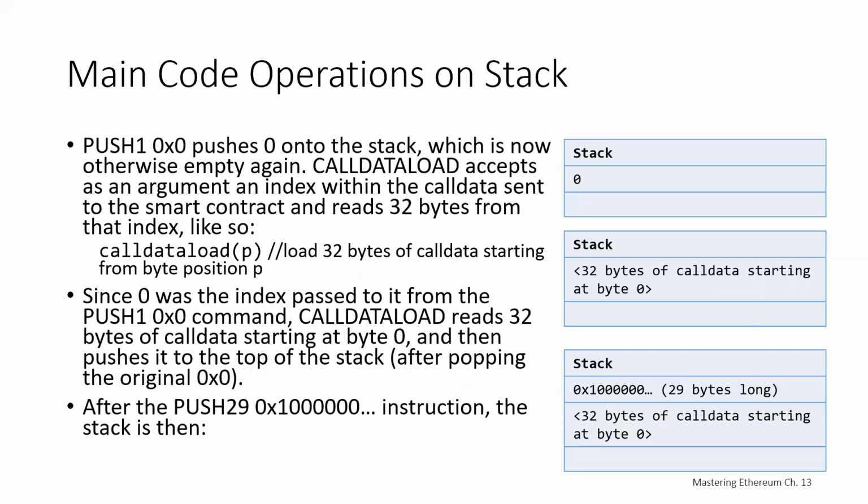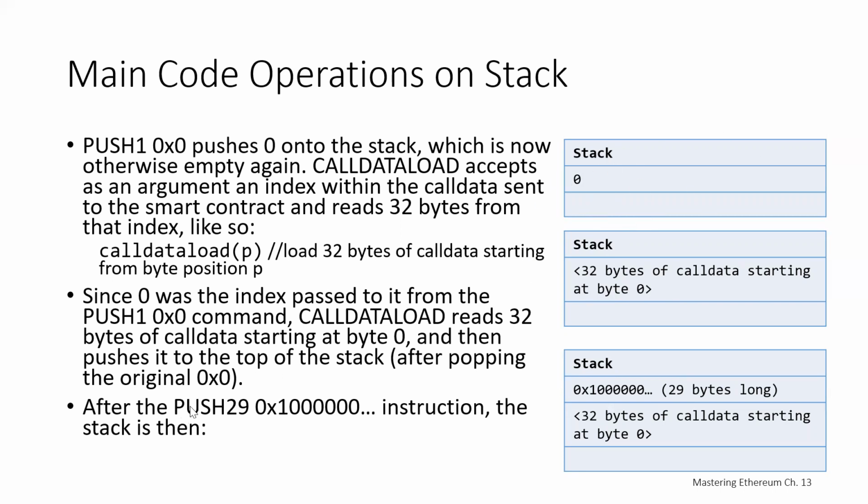So push 1 0 is going to push 0 on the stack, which is otherwise empty again. That's a hexadecimal version of 0. Call data load accepts as an argument an index into the call data sent to the smart contract and reads 32 bytes from that index. Since 0 was the index passed to it from the push 1 0 command, call data load reads 32 bytes of call data starting at byte 0 and then pushes it to the top of the stack. And the original 0 goes away at that point.